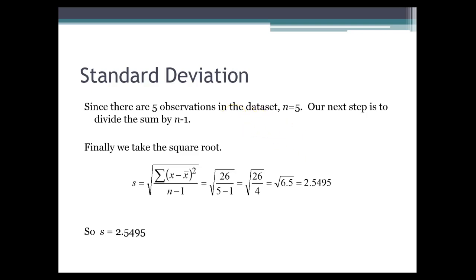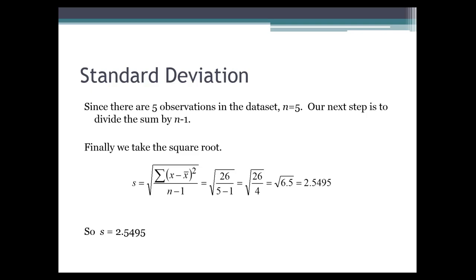So we've got 5 observations in the data set, so that's just n equals 5. So we're going to subtract 1 from that, which we get 4. So we take the 26 we calculated, divide it by 4, and then take the square root. And we get a sample standard deviation of 2.5495.